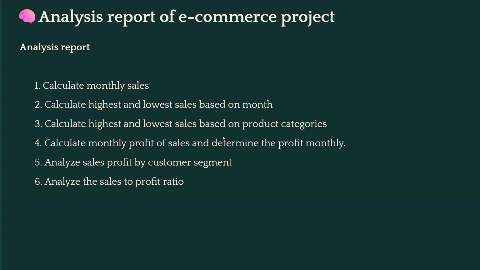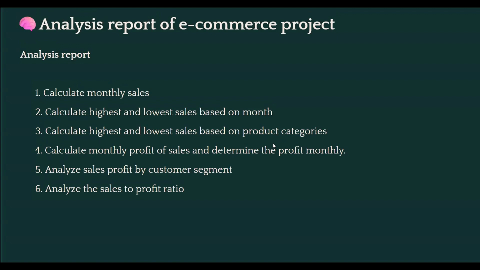Now highest and lowest sales based on product category. I'm doing one more for you, and then you can try the remaining test cases on your own, or if required, I'll do them. The next one is to calculate highest and lowest sales based on product category. Based on product categories, we have to calculate the highest and lowest sales.